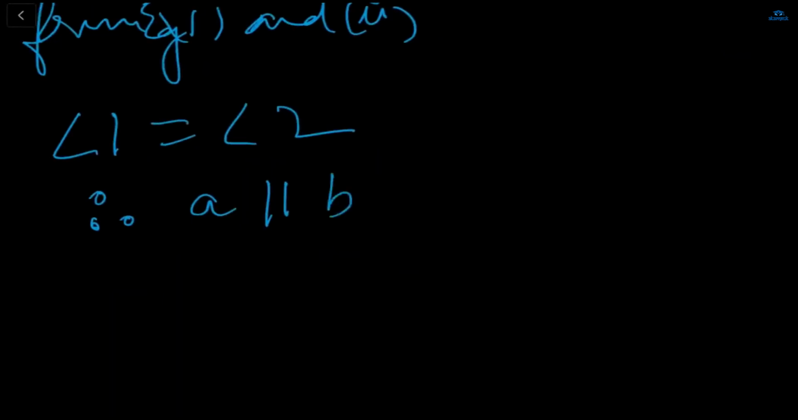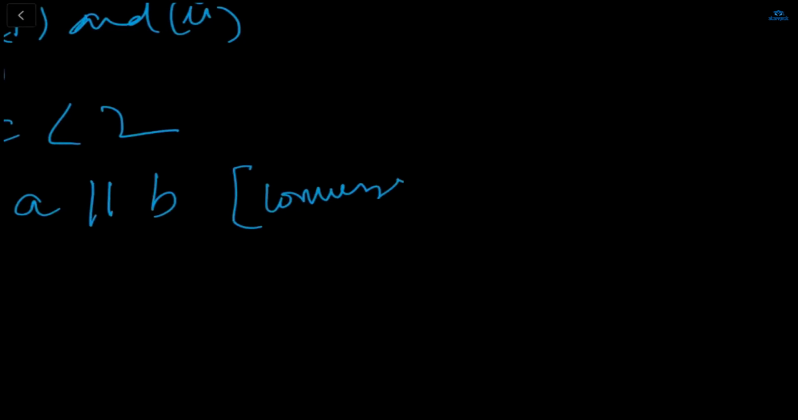How? Converse. Ma'am, 6.4, right? Ma'am, the converse of axiom 6.4, right? No, not 6.4. It is axiom number 2, the converse of the corresponding angle axiom. Maybe in NCERT it may be given as 6.4, Advika. That's why I'm writing the name: converse of the corresponding angle axiom.